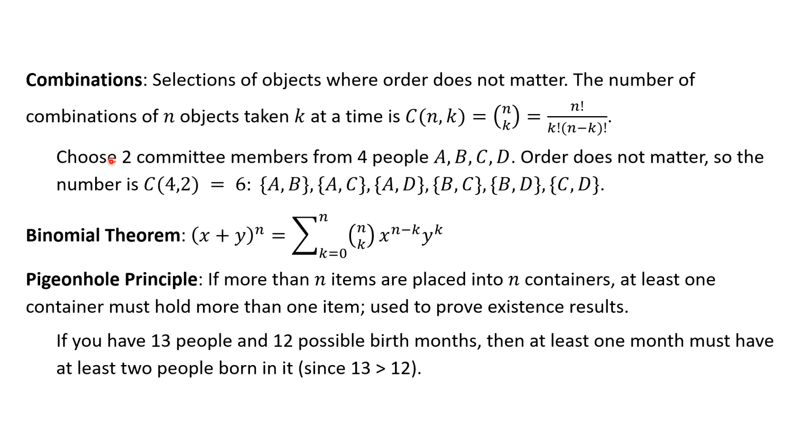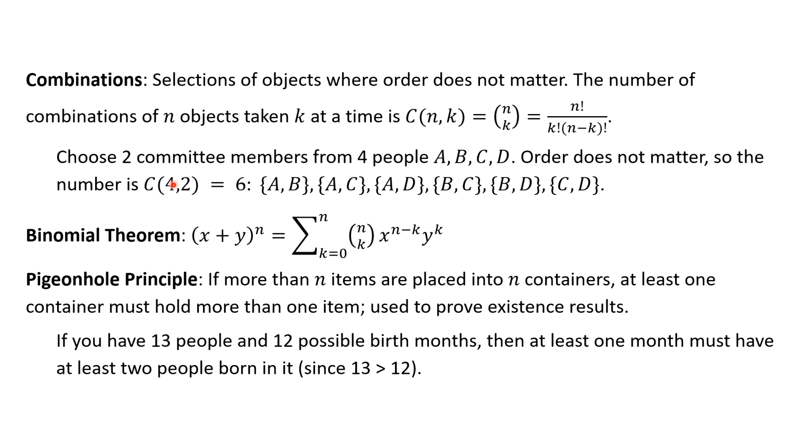So we have here an example. You have a committee with 4 people, A, B, C, and D, and you want to pick 2 of them. How many ways can you do that? So of course you don't care the order that you pick them in. And I've listed them all here. You can pick A and B, A and C, A and D, B and C, B and D, or C and D. And you don't care whether it's BA or AB.